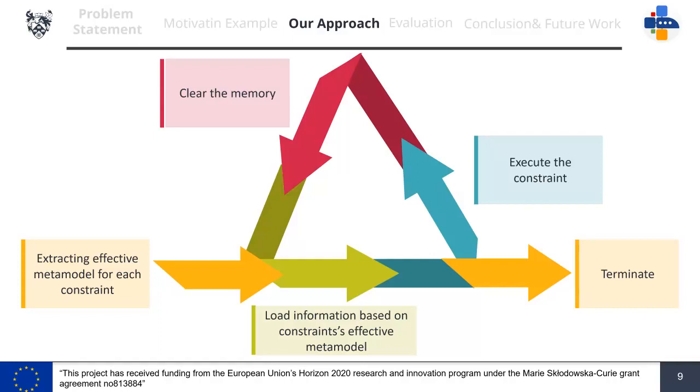So what we think is, if we extract the effective meta model for the first constraint, then execute the constraint, unload the information. Again, for the second constraint, load the information, execute the constraint, and unload. It would be more efficient because then we have more memory available for running the constraint.